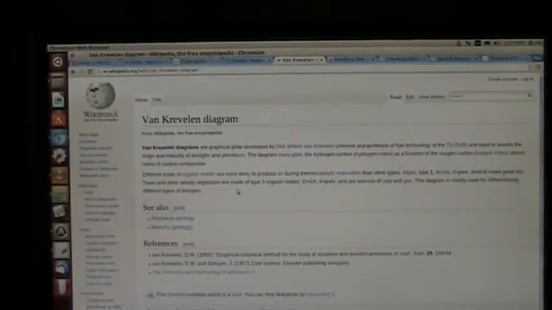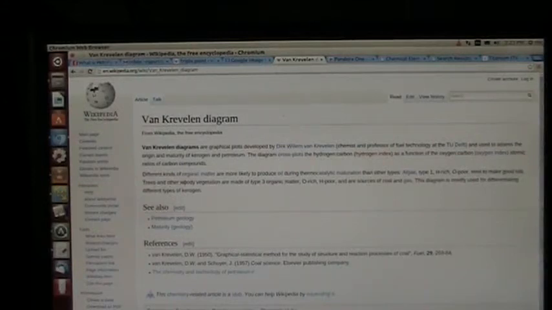All right, this makes it a little more obvious. This is a Van Krevelen diagram, which talks about what types of kerogens produce what kinds of fuels. And it says different kinds of organic matter are more likely to produce oil during thermocatalytic maturation than other types. Algae is the one we were just talking about. That's where everything drops in. It makes a bed, and it's homogeneous, and it decays and transforms at a pretty consistent rate. That's type 1. Hydrogen-rich, oxygen-poor, tends to make good oils.